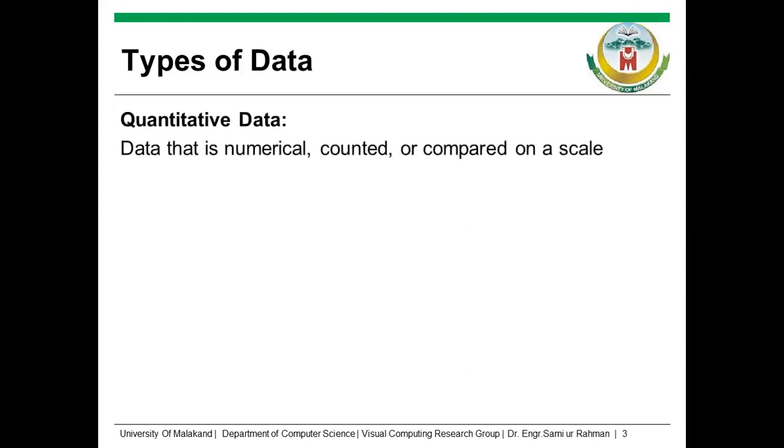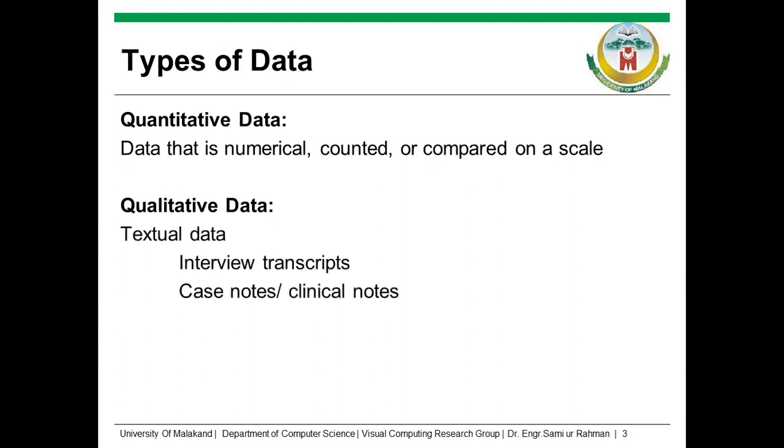Now, what are the different types of data? So we have two types of data: quantitative data and qualitative data. So what is quantitative data? Quantitative data is numerical, which can be counted, and which can be compared on a scale. Okay, and so quantitative data is numeric data, which is in the form of numbers, having numerical values.